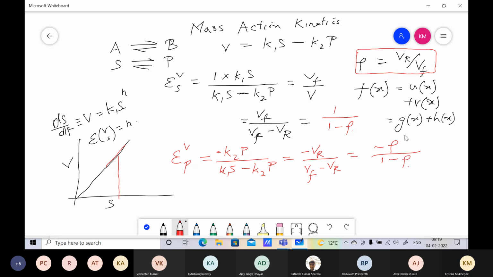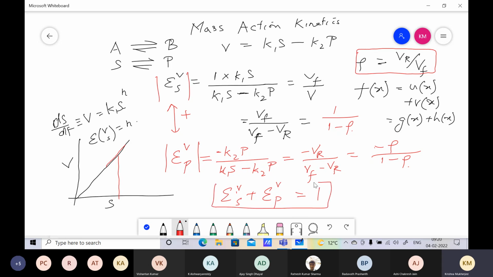So can you notice something very obvious, about this and this? I don't want to take absolute values, but this plus this is what? 1. So EV by S plus EV by P is equal to 1. So this is one formulation for mass action kinetics, right? And also notice, what about the absolute values? Can you say something about the absolute values?